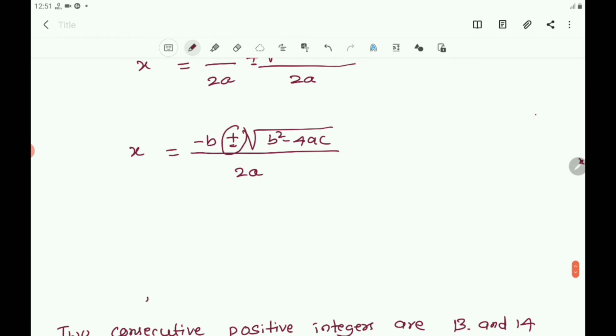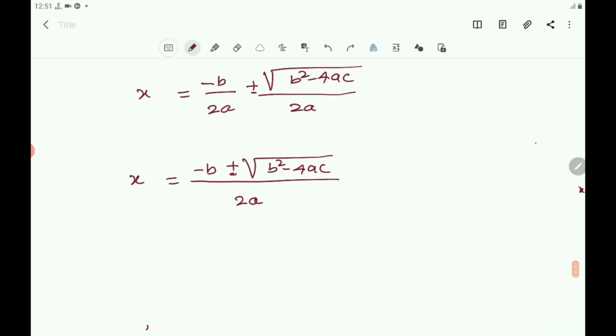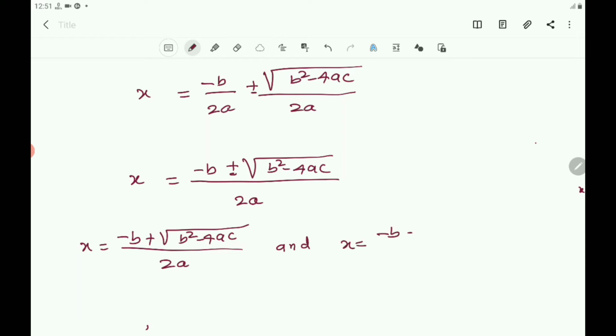And here there are two roots. You observe, here there is plus or minus. So you can write x equals, one root is minus b plus whole root b square minus 4ac by 2a, and x equals minus b minus whole root b square minus 4ac by 2a, and these are the two roots of the equation ax square plus bx plus c equals 0.